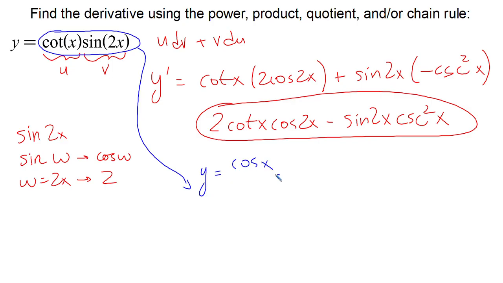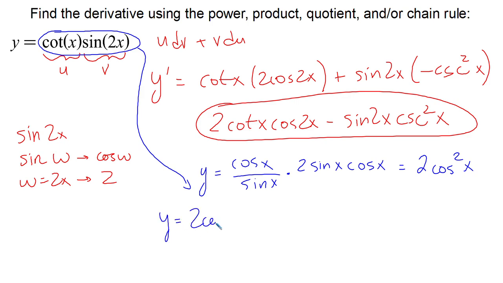cotangent x is cosine x over sine x. And the double angle identity for sine 2x is 2 sine x cosine x. And if I do that, I can just immediately cancel out the sine x over the sine x, which just turns this into 2 cosine squared x. And the derivative of 2 cosine squared x, so let's rewrite this. This is y equals 2 cosine squared x. And that's just like having y is equal to 2 u squared, where u is cosine x.